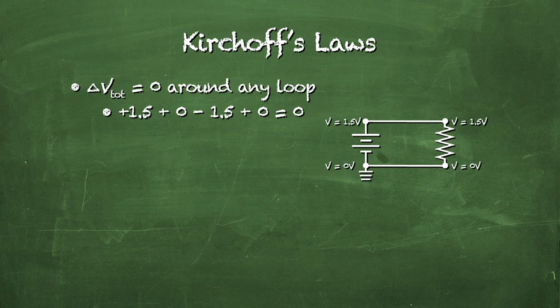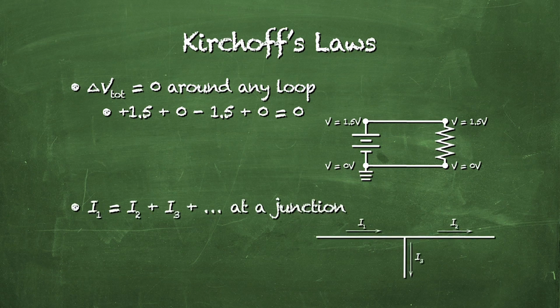So the change in voltage as I made my trip was plus 1.5 volts to go across the battery, 0 volts across the conductor, negative 1.5 volts across the resistor, 0 across the conductor, and I'm back to where I started, and those add up to 0. So the total change in voltage around any loop in the circuit is equal to 0. That is our first basic equation when working with electrical circuits. The total change in voltage is equal to 0 around any loop.